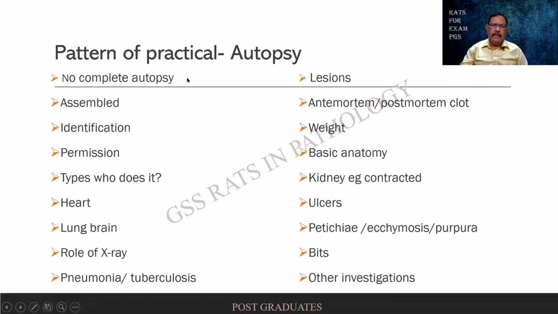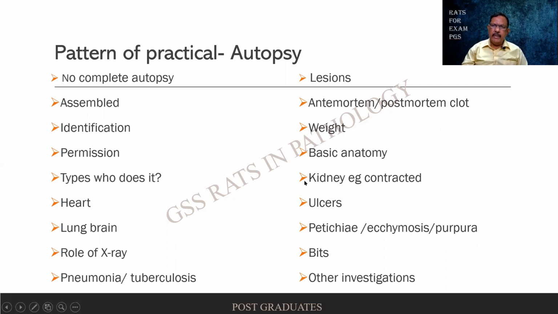First, let me be very happy that there is no complete autopsy. Today we have got what is called an assembled autopsy in most centers. If there are 4 or 5 candidates, they are given the various diagnoses which is picked up by lots and the specimens given accordingly, which they will have to examine and finally arrive at a diagnosis.